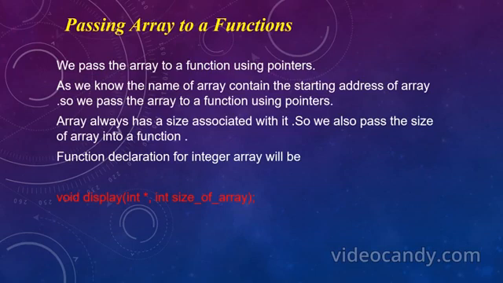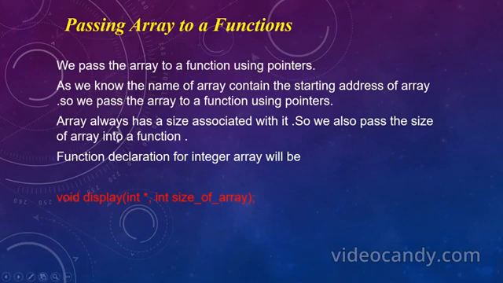Okay. The next topic is passing an array to a function. We can pass the array to a function using pointers. As we know, the name of the array contains the starting address of the array. So we pass the array to the function using pointers. An array always has a size associated with it, so we also pass the size of the array into the function. The function needs to know the length of the array. That's why we pass the size into the function also.